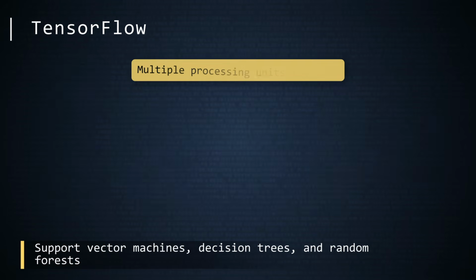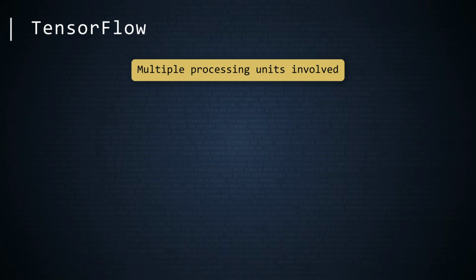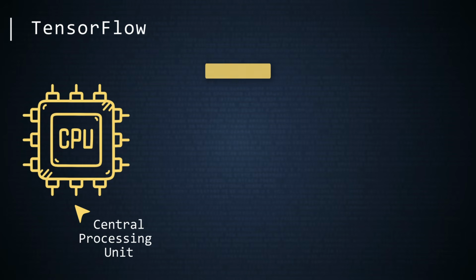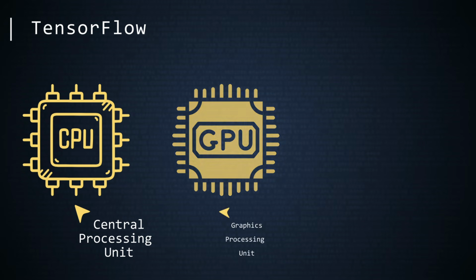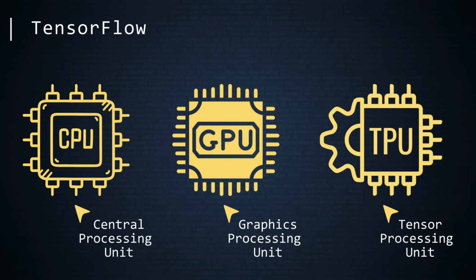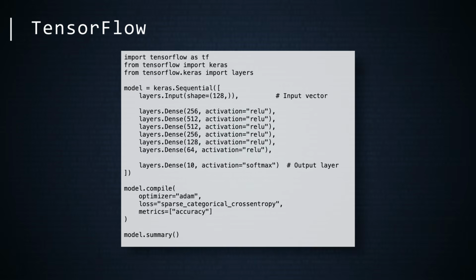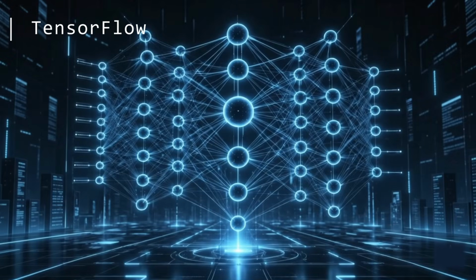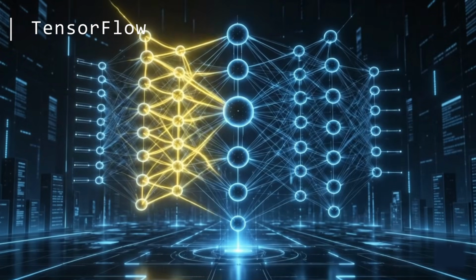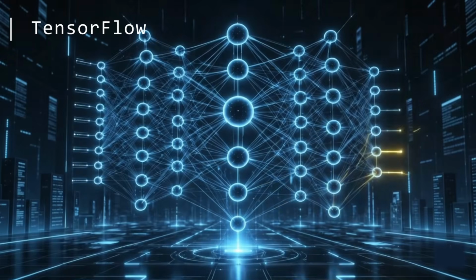The framework distributes computations across multiple processing units: CPU, Central Processing Unit; GPU, Graphics Processing Unit; TPU, Tensor Processing Unit. For those who prefer not to construct neural architectures from fundamental components, TensorFlow provides the Keras API. Keras manages implementation details while you focus on model architecture. Today we shall explore the manipulation of tensors and construction of models using this framework.